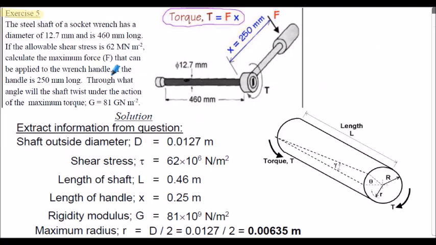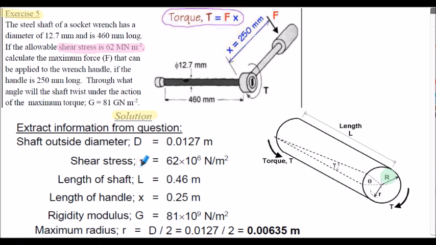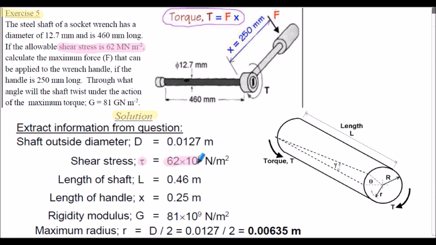Exercise 5, here's the solution. Notice that in the question, the allowable shear stress is stated as 62 meganewtons per meter squared. So tau here is 62 times 10 to the 6 newtons per meter squared, and the shear modulus G is stated as 81 giganewtons per meter squared. So shear modulus G here is 81 times 10 to the 9 newtons per meter squared.